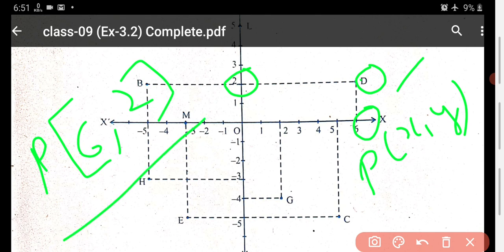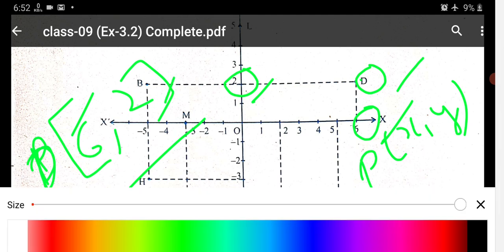So now I'm writing D here, because these are the values of D. So what is the coordinate of D? You have to write there 6, 2. Once again I am going to explain, just wait. Same thing.